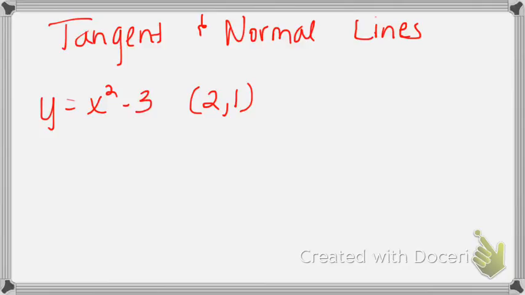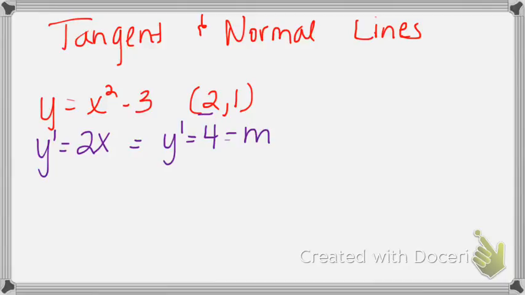So, for tangent lines, I'd first start with finding the derivative, plug in our x, so at 2, y prime is 4, and that's our m. Here's your x and your y. So to find the tangent line, I'm going to do y equals mx plus b.